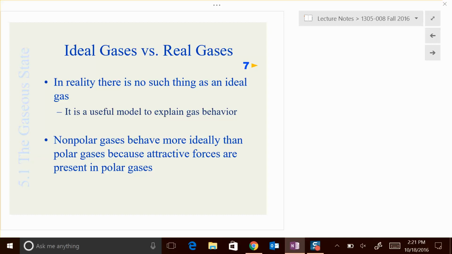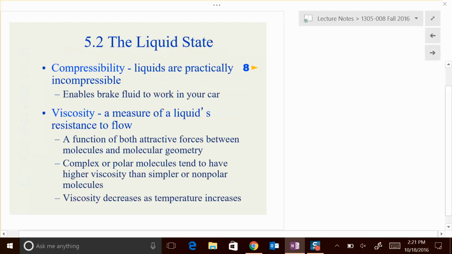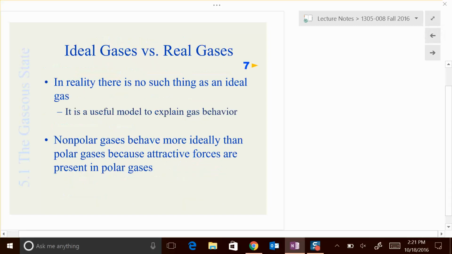So what's causing them not to act the way you want them to? The attractive forces between them. If you have a polar molecule and another polar molecule, they're going to attract, and that throws off the ideal situation. So they're no longer acting as an ideal gas if there's attraction between those molecules. Nonpolar gases act more ideally than polar ones because there are fewer forces of attraction.